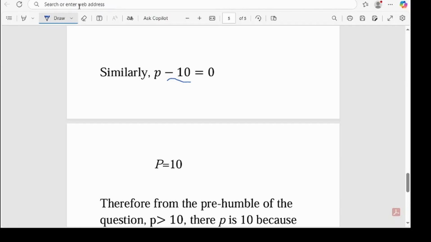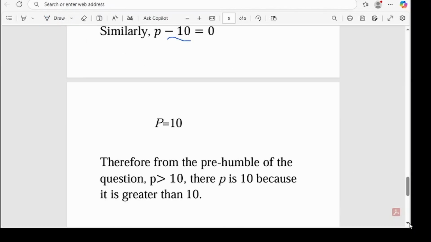And based on the rule I said earlier in the preamble, your answer must be greater than 0. So 10 is largely greater than 0, right? So therefore, from the preamble of the question, we get our final answer: p is 10.